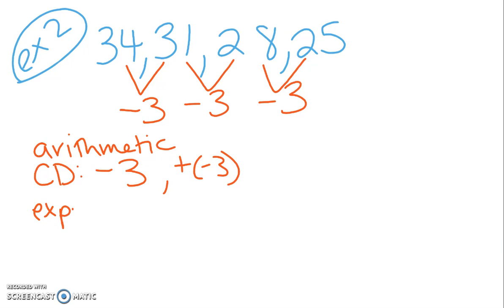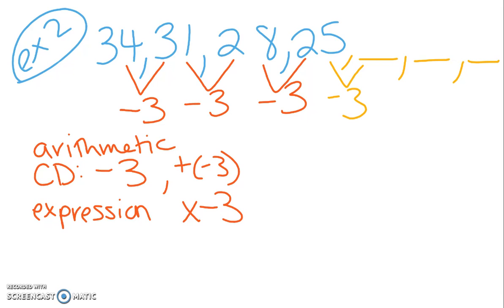My expression is n or x, whatever variable, x minus 3. And then my next 3: 1, 2, 3. So I would say minus 3. 25 minus 3 is 22. 22 minus 3 is 19, and 19 minus 3 is 16.